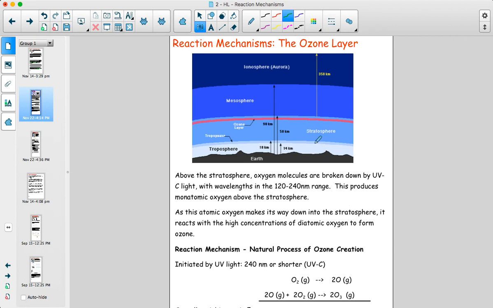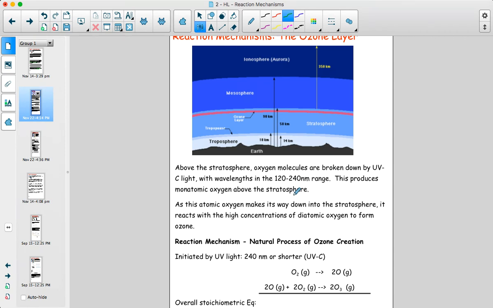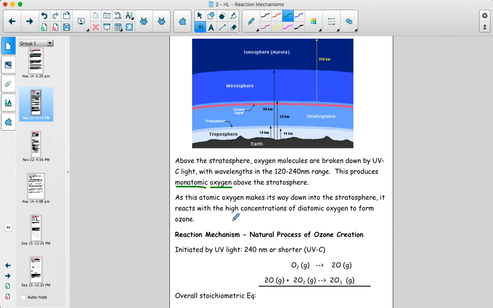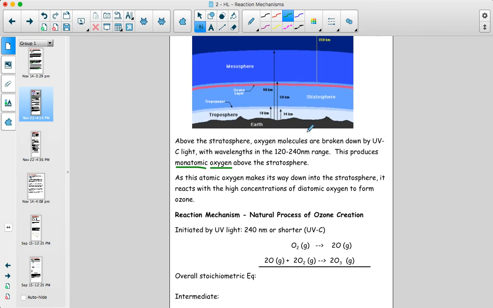What happens is that in the upper atmosphere, oxygen, which there's a lot of in our atmosphere, is broken down by part of the UV spectrum, the UVC spectrum, which has quite short wavelength and therefore quite high energy. That breaks apart the double bond of O2 molecules and produces monatomic oxygen, actual single atoms of oxygen. Then those single atoms of oxygen make their way down into the stratosphere, where there's more oxygen present than up here in the mesosphere, and they collide with full molecules of diatomic oxygen and form O3 molecules, which is what ozone is.